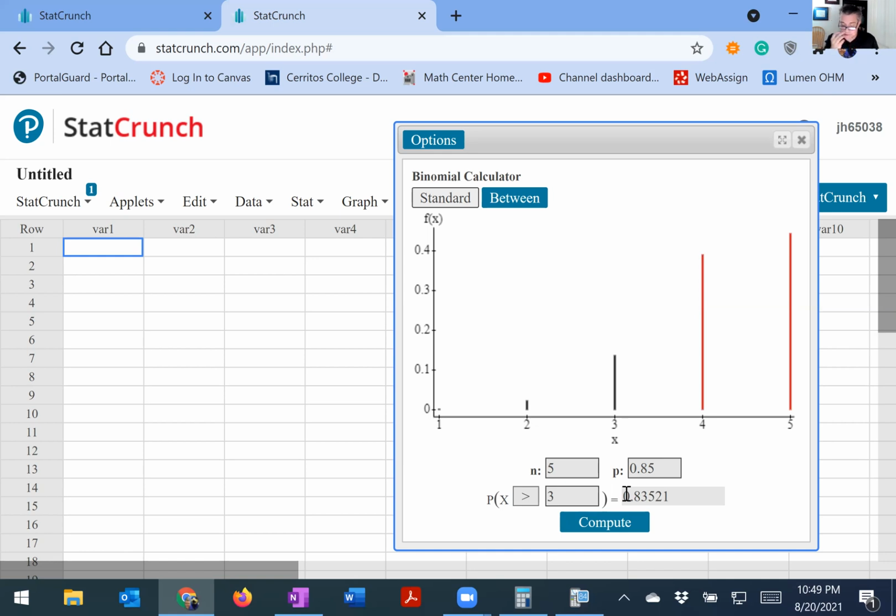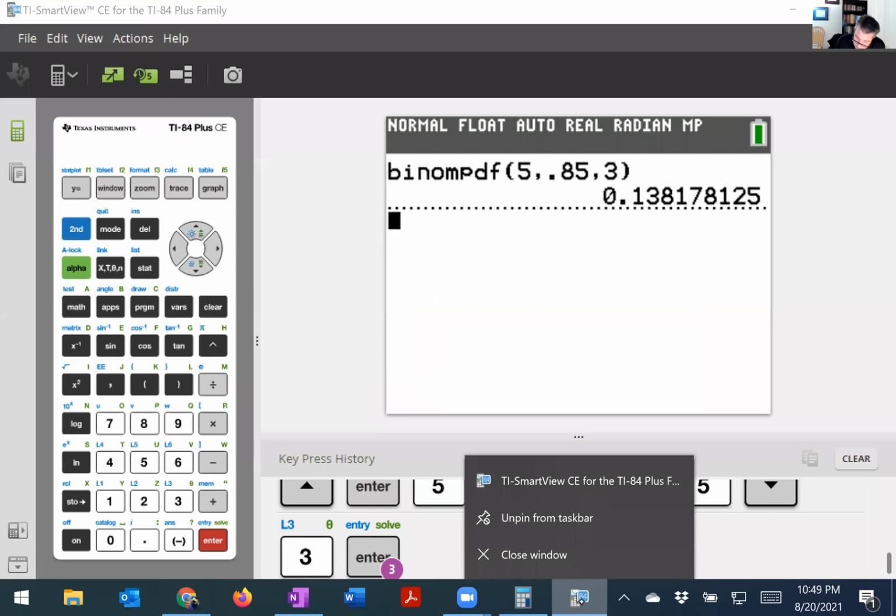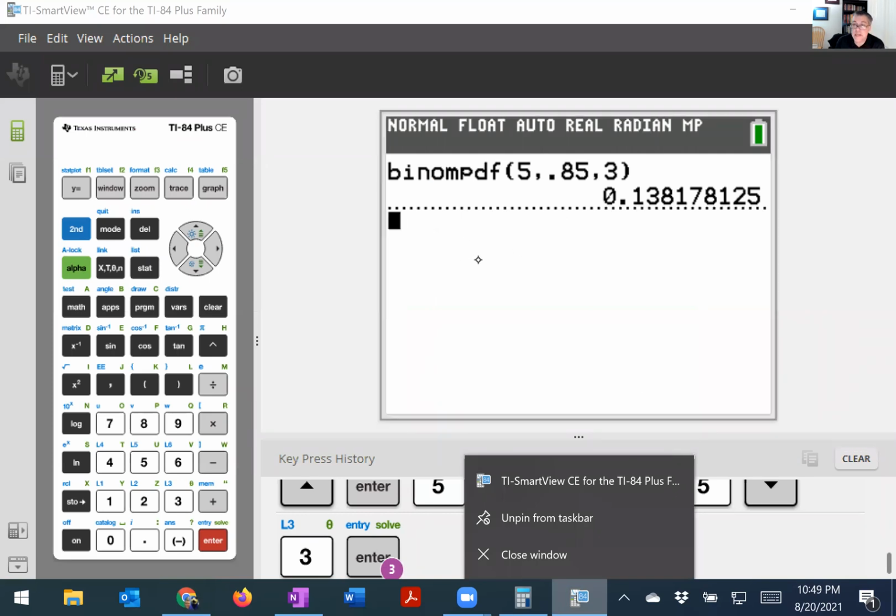If I wanted to get 4 or 5 on the calculator, it's a little different. I could calculate 4, and then I could calculate 5, or I can use that CDF function. It's a little more confusing to use the CDF function, but it is doable. Remember, the CDF is everything up to and including. So if I wanted everything up to and including 3, that would give me all the values up to 3, but I don't want that. I want 4 and 5.